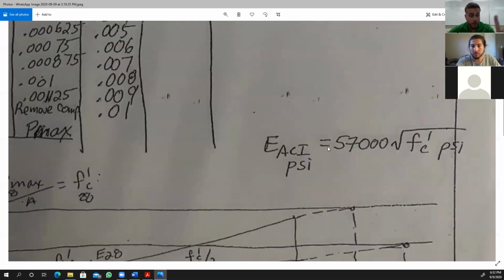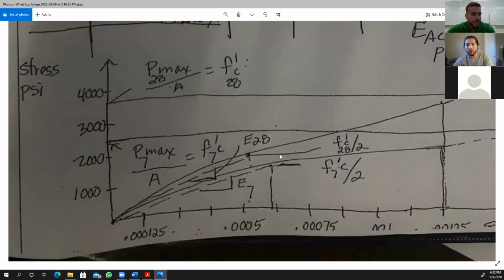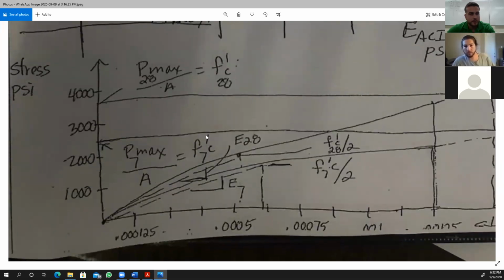And there's also one more way to calculate it. This is more accurate. This is what I use, actually, and if you take a concrete class, this is what they're going to show you. Modulus of elasticity calculated using the American Concrete Institute equation: 57,000 multiplied by the square root of F prime C. This will give you the answer. It will be slightly different than what you get over here.